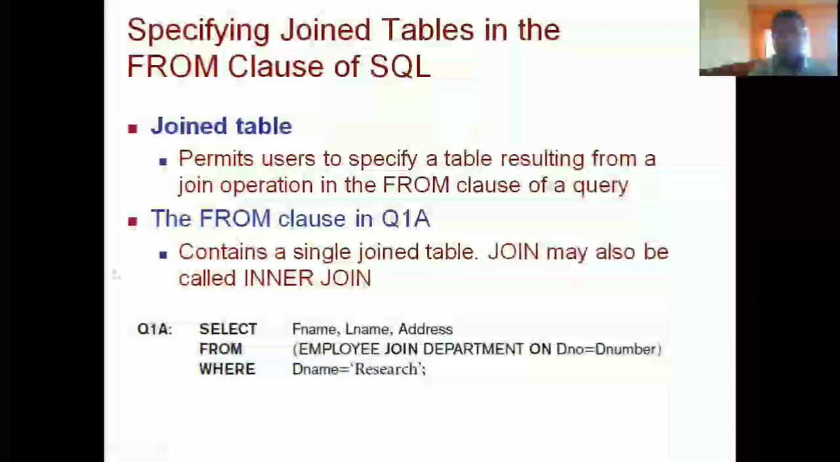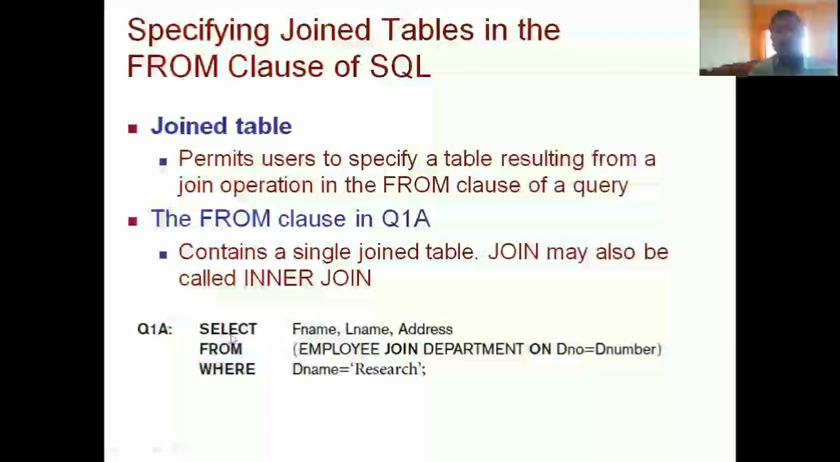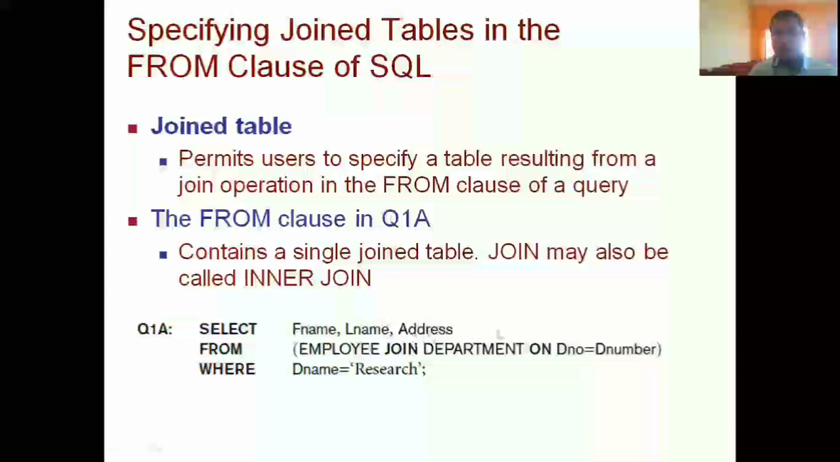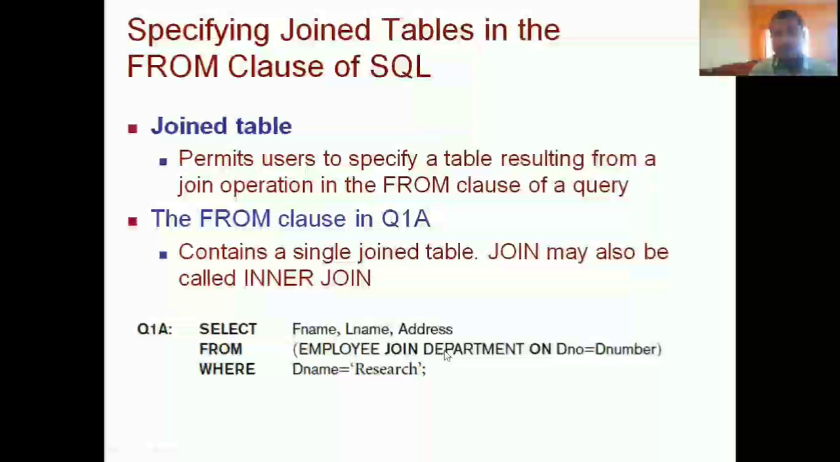Let us see one example. Select first name, last name, address. These three are the attributes from employee join department on DNO is equal to D number.